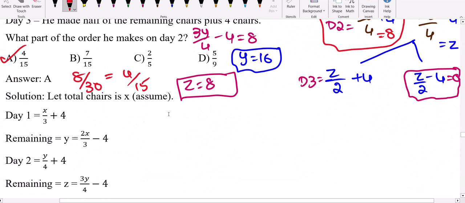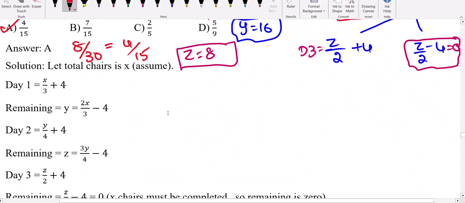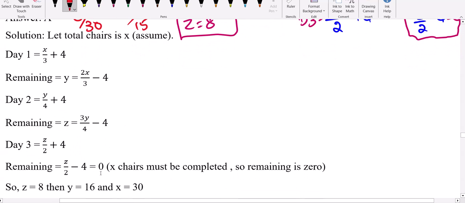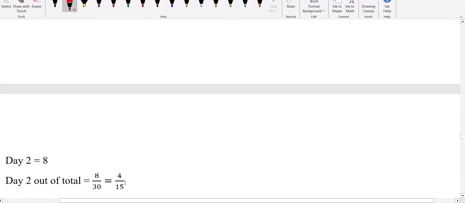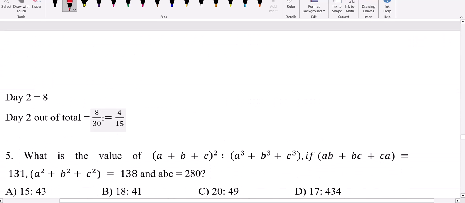And you can check it out here. Here also I approach the same thing, you see. I'm taking the total as x, day 1 x by 3 plus 4. Remaining I'm taking as y. So day 3 remaining z, day 3 z by 2. Finally it's equal to 0. After day 3 there should be no remaining work. By 3 days you should complete. Then solving, z value 8, y value 16. I called it C instead of x, so we got x value 30. That can be done, right? And day 2 is 8 out of that.